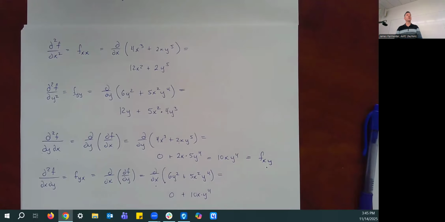Unfortunately, that is not always true. Fortunately, it's mostly always true. Any multivariable function that looks normal is generally going to have mixed partial derivatives that are the same either way.